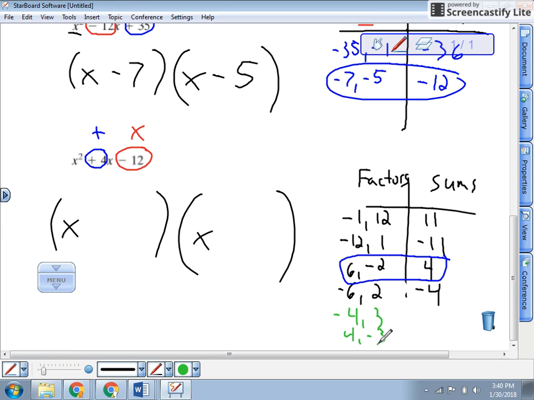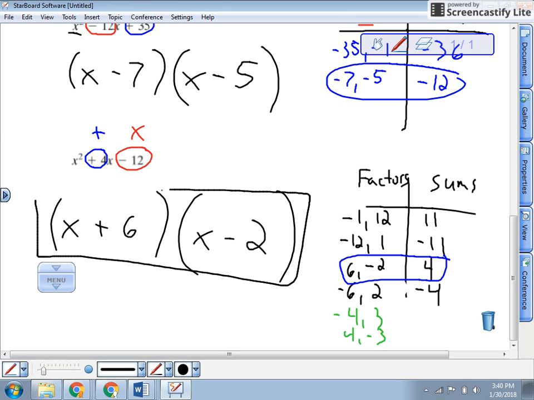So our final answer then is going to be x plus 6, x minus 2. Watch those signs. That is your final answer. So there you have the pattern on how we're going to factor trinomials.